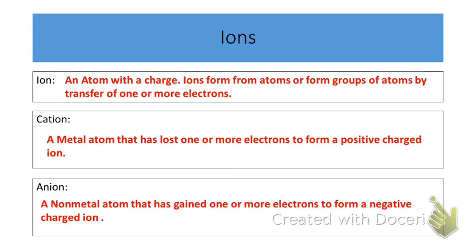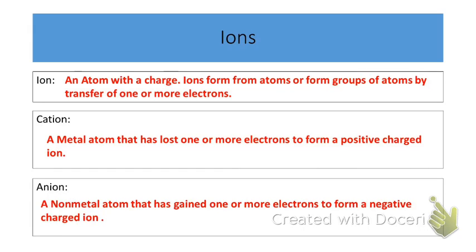The first one is exactly what is an ion. By definition, an ion is an atom with a charge. Ions form from atoms or from groups of atoms by transferring one or more electrons. So what we're dealing with here with ions is charged atoms, atoms that do not have the same number of electrons and protons. In this case, the proton number is not changing, but the electron number is changing because we're going to lose or gain electrons.